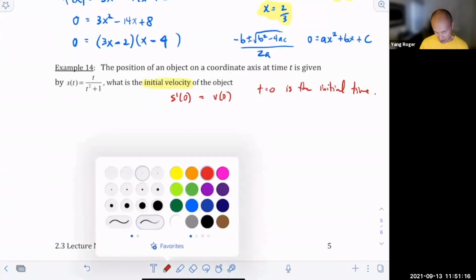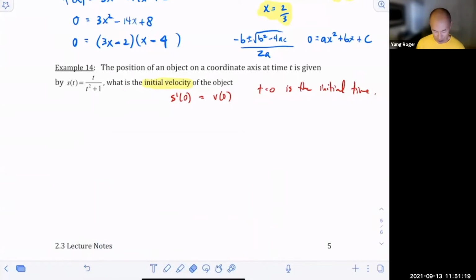So let's do this question. We know that if I take the derivative of the position function, that's going to give me the velocity function. So let's do that first, and then we'll plug in 0 later. I want to point out something actually here that I just wrote.